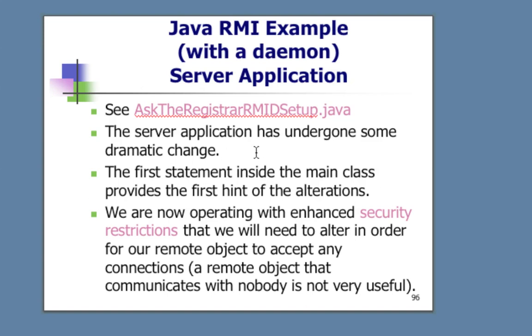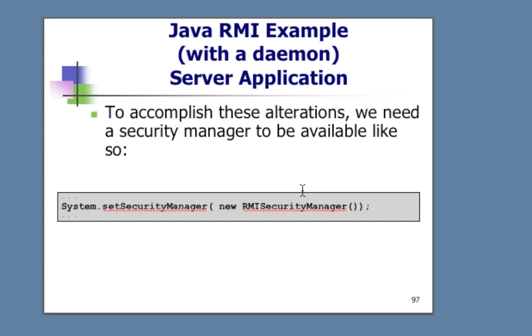And then the first statement is going to include the main class provided by the first hint of the alterations. We're going to look at the security restrictions, because now that we have a daemon up there, we've got security to configure. So now we need to enhance the security restrictions so the remote object can accept connections. A remote object that communicates with nobody is not very useful, so we need to make sure we can register the security restrictions so it can actually connect with that object.